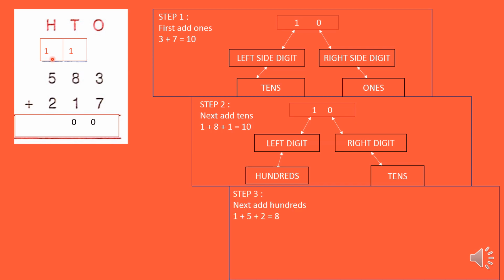What is the last step, children? Third step, finally we have to add hundreds column digits. So 1 plus 5 plus 3, here 3 digits are there. First we should add these 2 digits. Which number is bigger? 5. 5 is in your mind, 1 is in your hand. 5 after that 6. 6 is in your mind, 2 is in your hand. 6 after that 7, 8. So we get the answer: 1 plus 5 plus 2 is equal to 8. So we are writing 8.